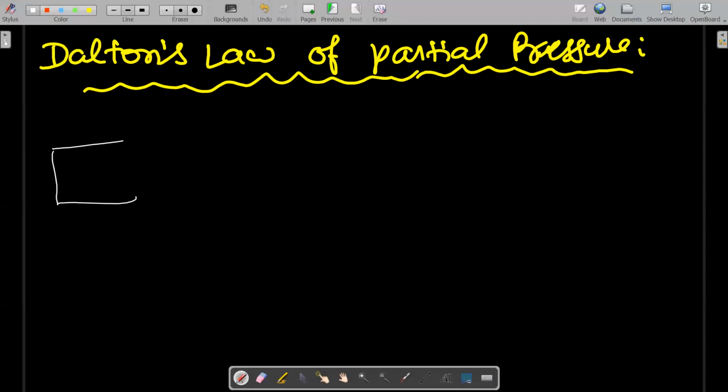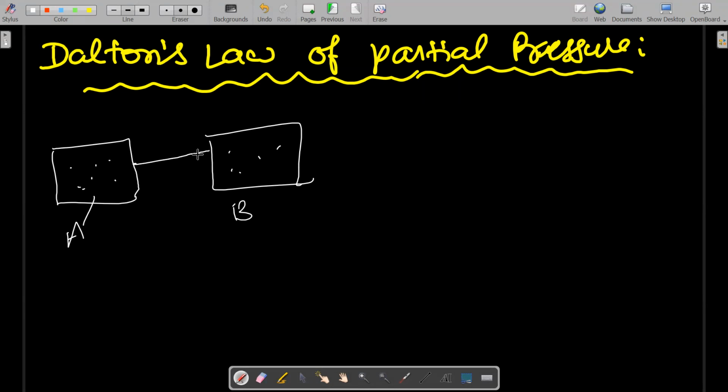Suppose this is one container in which gas A is there. And this is the second container in which another gas is there. They are connected with each other, but this knob is closed. So the pressure exerted over here will be the pressure of A, and the pressure exerted here is the pressure of B. So this is the pure pressure of gas A, and this is the pressure of gas B. I'll show it in a different color: this is B and this is A. So there are only A gas particles here and this is closed.